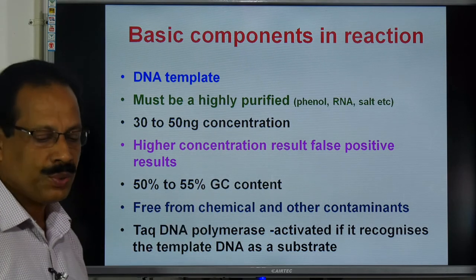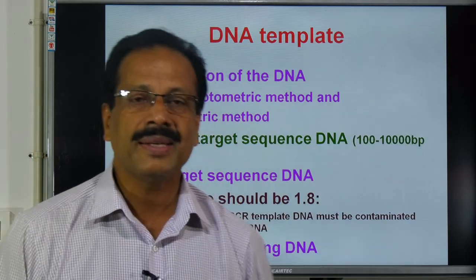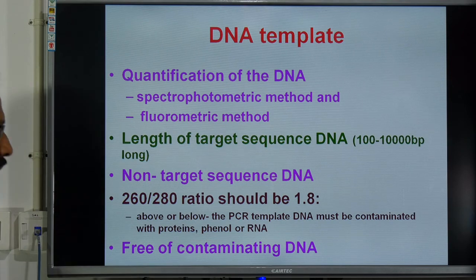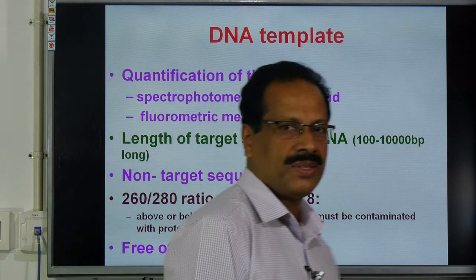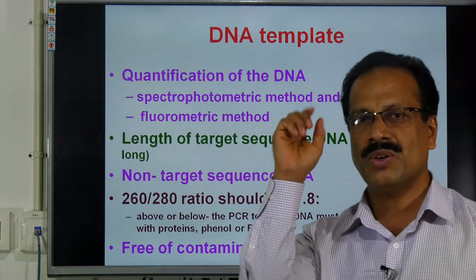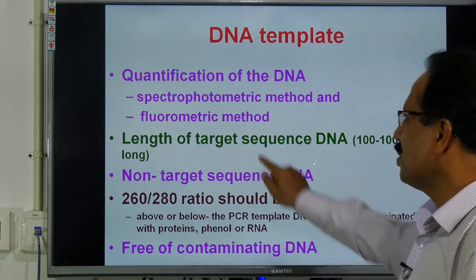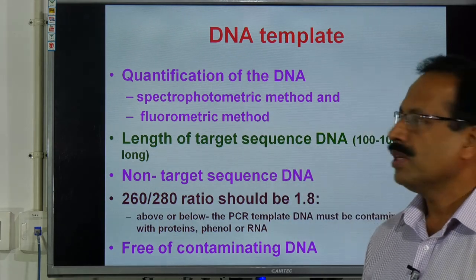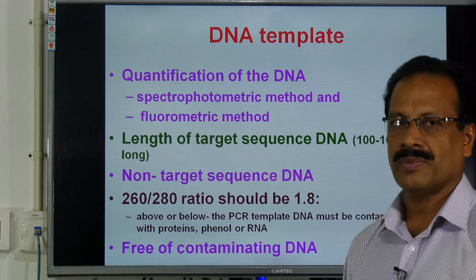And the Taq polymerase should recognize your sample, your template, as its substrate. Then how will you quantify the DNA? I said you should be using 30 to 50 nanograms of DNA. How can you quantify it? We normally use the spectrophotometric method. The fluorometric method is also there.